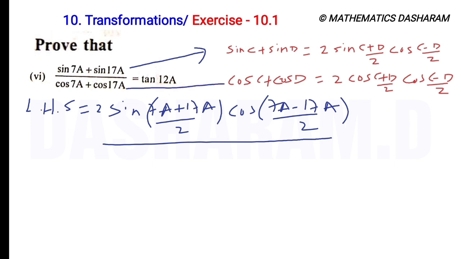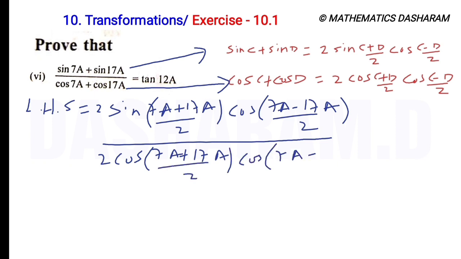So for the denominator, apply this one: cos C plus cos D is equal to 2 cos (C plus D)/2 into cos (C minus D)/2. So that is (7A plus 17A)/2 into cos (7A minus 17A)/2. Here both denominators cancel and here the 2 cancels.